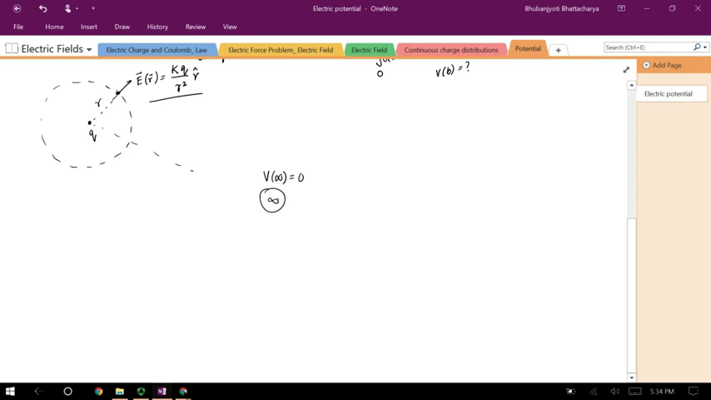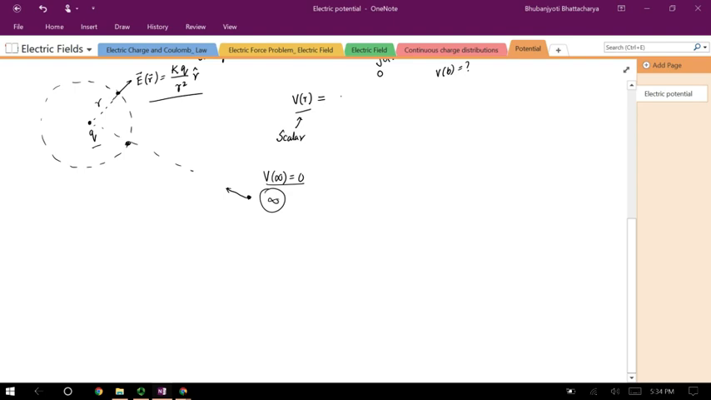Now the question is, how much work do I have to do to bring a unit positive charge from the region where the potential is zero, which is at infinity, to this location at a distance r? That would be the potential associated with charge q. So in order to do that, we will write V of r. Remember, V of r is a scalar. Potential is a scalar quantity.